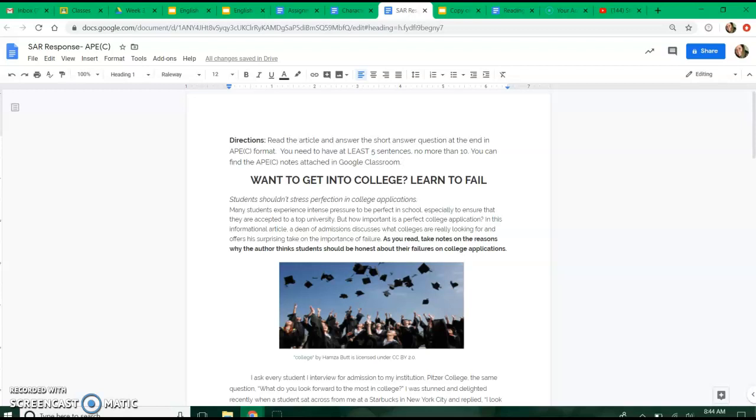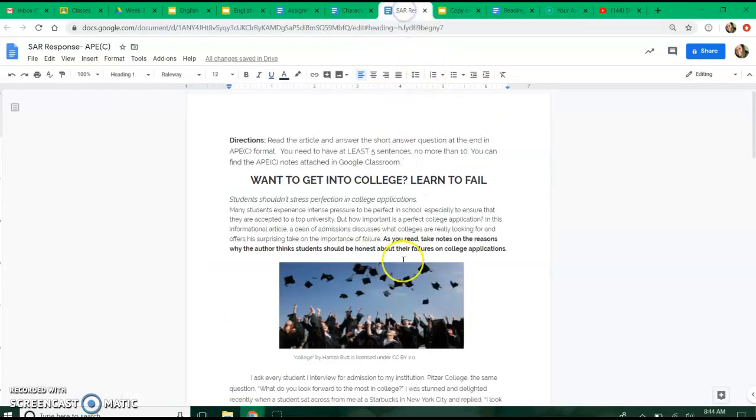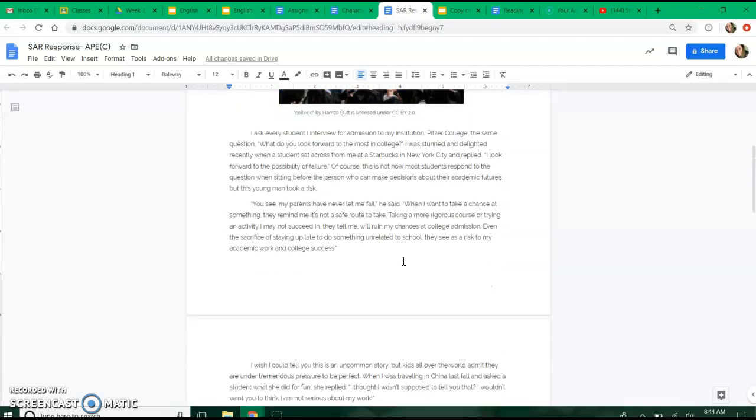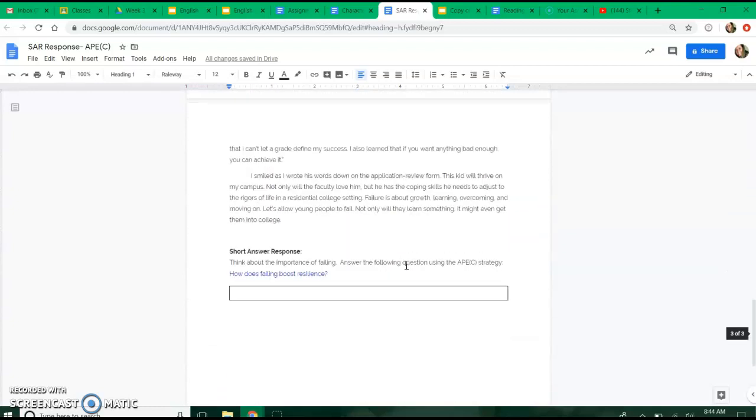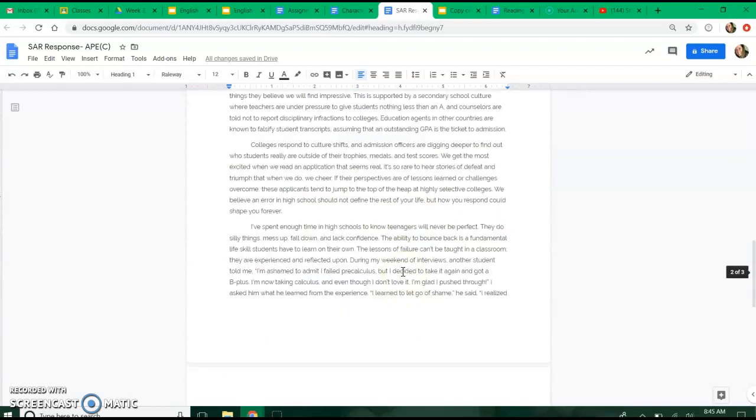You also need to make sure that you are annotating this article using the Google comment tool, okay? The same thing that is right here to the right-hand side is exactly what you're doing in this article. So this article is called Want to Get into College? Learn to Fail. Okay, I'm not going to read this article to you. It's not very long, but there it is, okay? It's about 2 pages, okay?